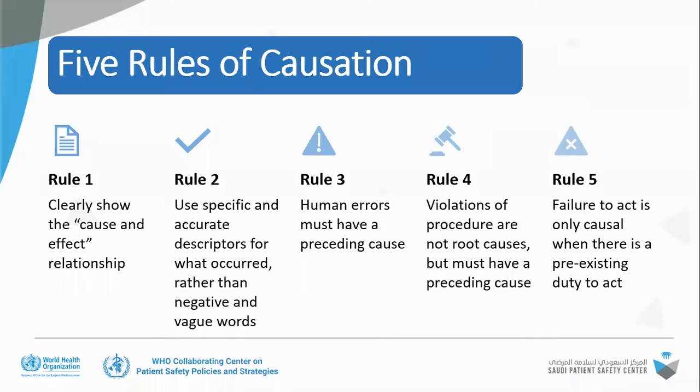So the 5 rules of causation: the first rule is to clearly show the cause and effect relationship. The second rule is to use specific and accurate descriptors for what occurred rather than negative and vague words. Rule number 3, human errors must have a preceding cause. Rule number 4, violation of a procedure is not a root cause, but must have a preceding cause. Rule number 5, failure to act is only causal when there is a pre-existing duty to act. We'll have an example for each one, so it will be easier to understand.